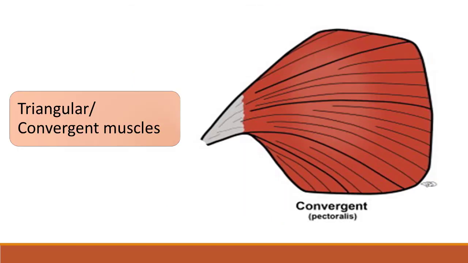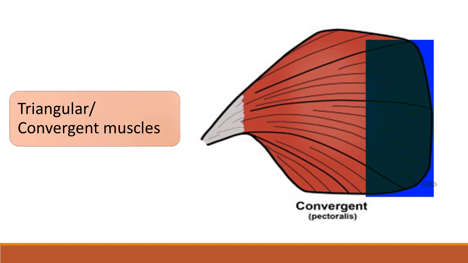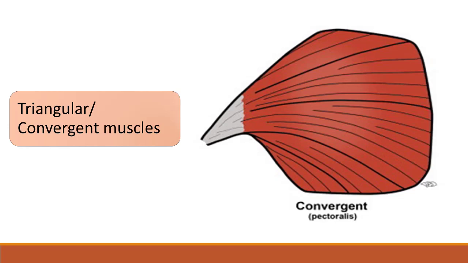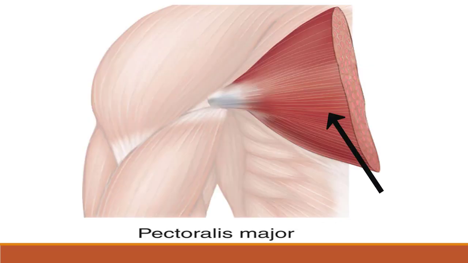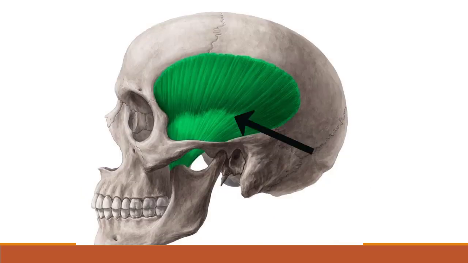Last group according to directions of fiber architecture is convergent or triangular muscles. Convergent muscles arise from a broad area and converge to narrow or pointed insertion, for example, pectoralis major. This arrangement of fibers is found in the triangular muscles, for example temporalis, adductor longus, and deltoid.